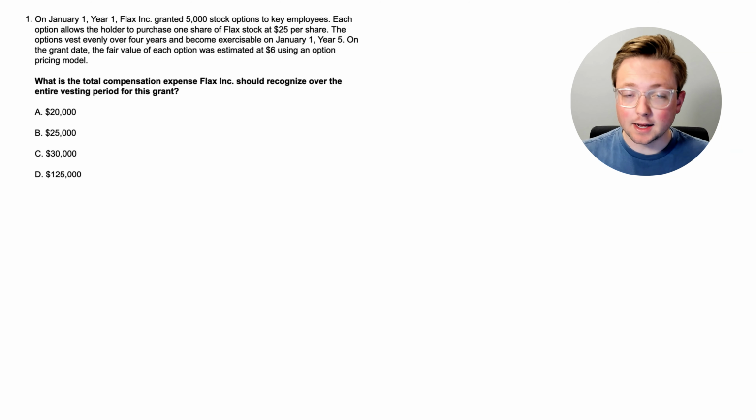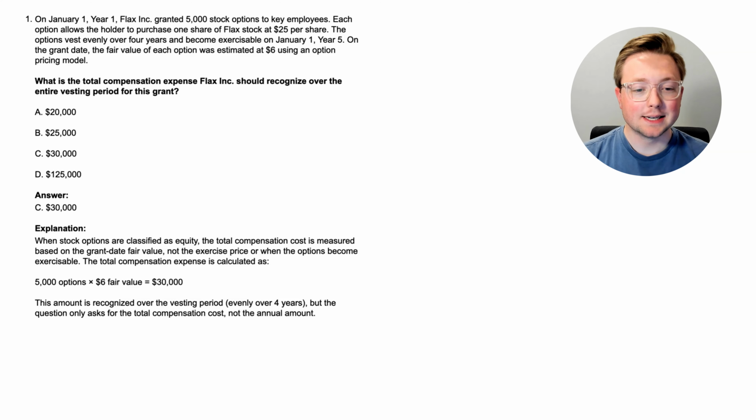Now, if you have any idea how to do this, then you might know the correct answer. But if you've never seen this before, or if you don't really know what we're talking about, that's okay. We are using this question and the following questions to learn what we're supposed to know for this blueprint topic. So let's go ahead and take a look at the explanation to learn how to do this. All right, here we are at the answer. C, $30,000 is the total compensation expense.